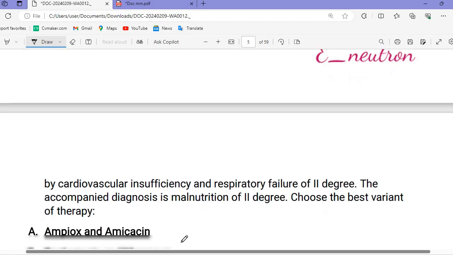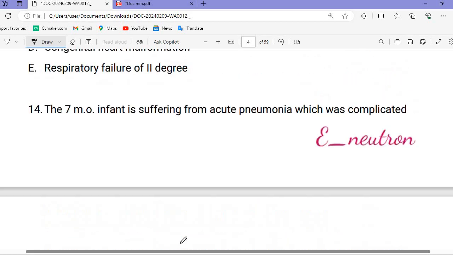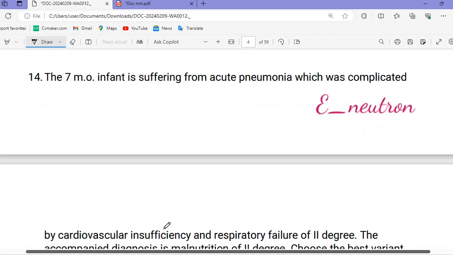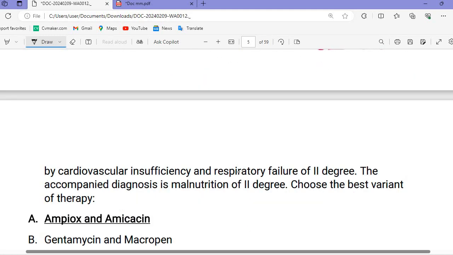Okay. See the questions. Let's do a question so we get a little relief. Question number 14: a patient suffering from acute pneumonia, complicated by cardiovascular insufficiency and respiratory failure of the second degree. The accompanying diagnosis is malnutrition of the second degree. Choose the best variant of the therapy.